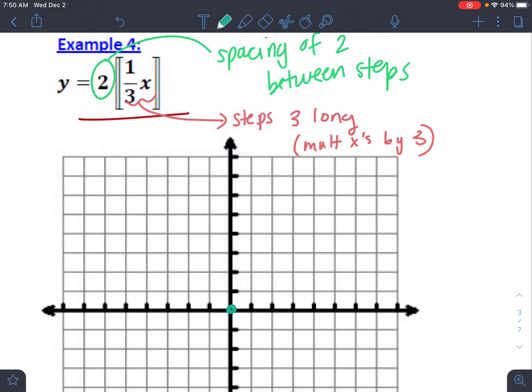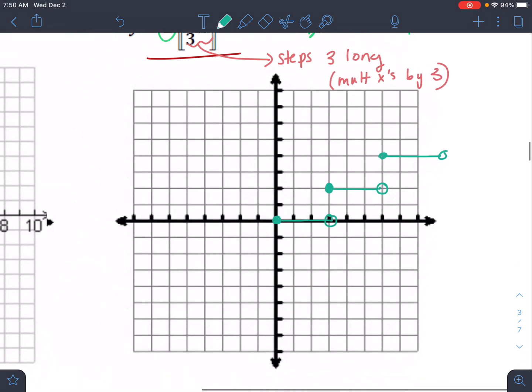So you're still starting at 0, 0. It's not shifted. We're going to go 3 long, open circle. Skip up 2. 3 long, open circle. Skip up 2. This one doesn't fit, but it's okay. We can go this way a little bit. Go down 2. Just be careful.